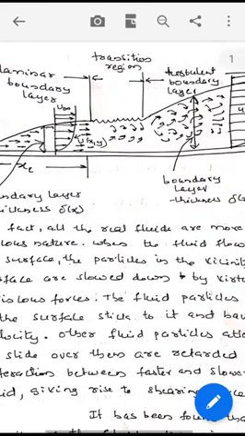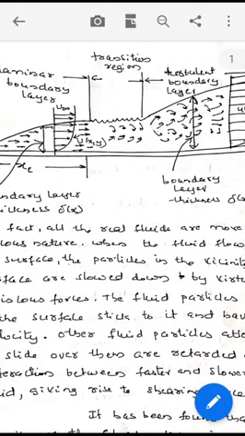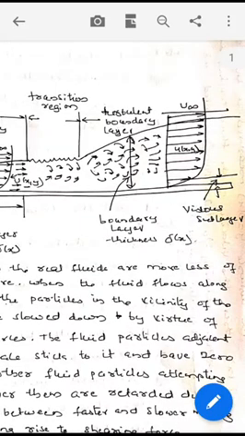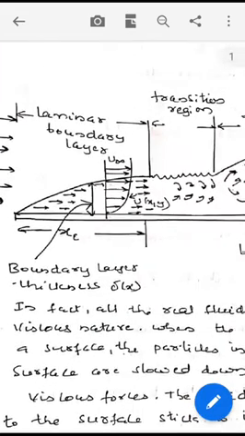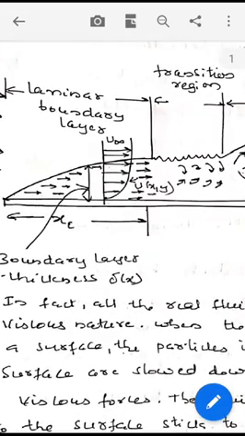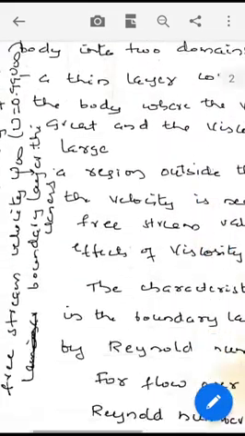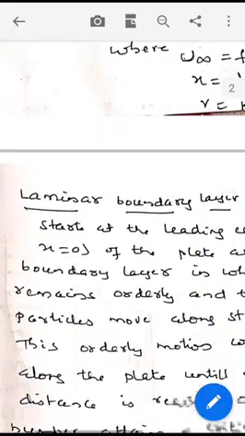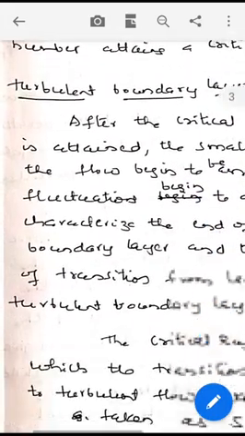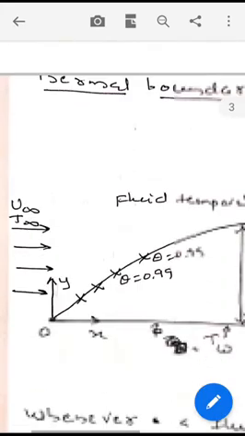The velocity profile in the laminar boundary layer is different from the velocity profile in the turbulent boundary layer. The velocity profile in the boundary layer shows that the velocity of the fluid particles is a function of both x and y. It varies along both x and y directions. This is all about the velocity boundary layer. Now we shall go to the thermal boundary layer.